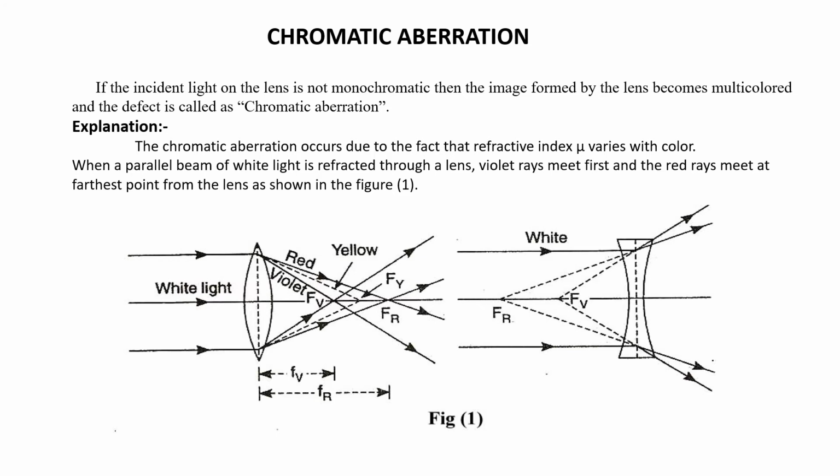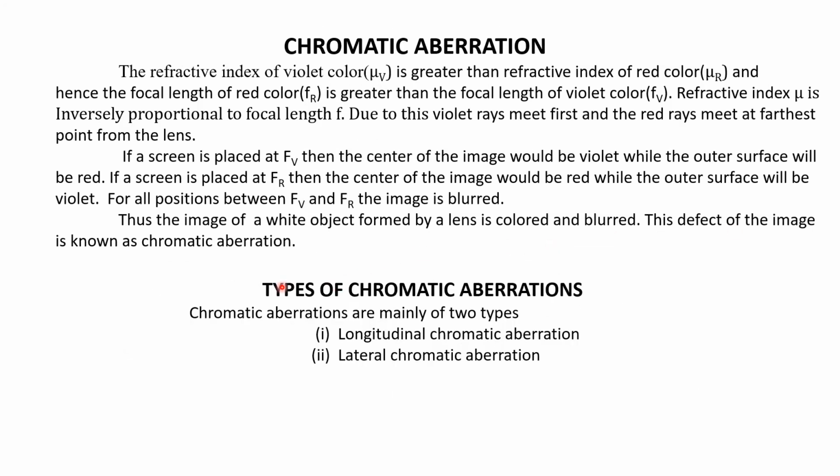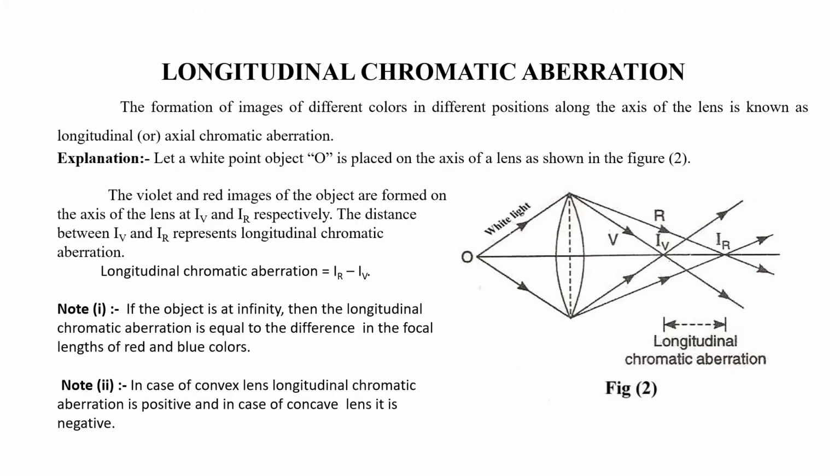Now, coming to the types of chromatic aberration, the chromatic aberrations are mainly classified into two types: longitudinal chromatic aberration and lateral chromatic aberration. Coming to longitudinal chromatic aberration, it is the formation of images of different colors at different positions along the axis.